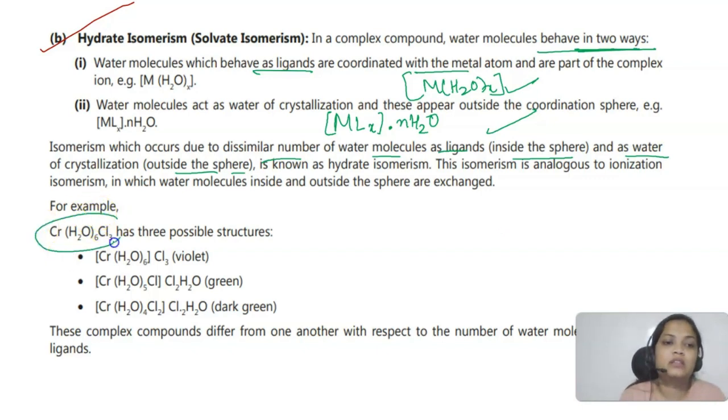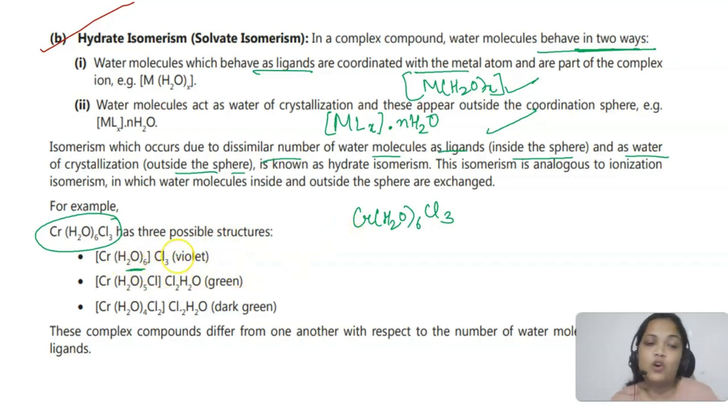Here you can see this is the compound [Cr(H2O)6]Cl3. Now it has three possible structures. In the first, all the water molecules are acting as ligands and chlorine is outside the coordination sphere, so it has a violet color. Then one water molecule can go outside as water of crystallization. Five remain inside, so it's green.